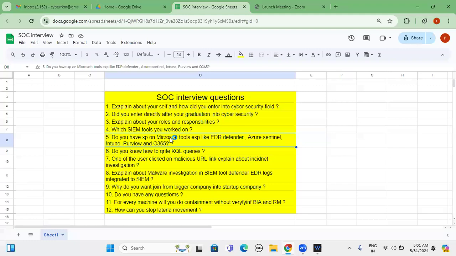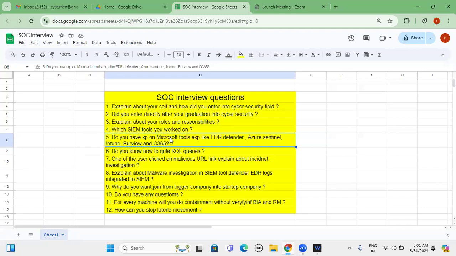But the client has some other requirement. What is that requirement? They basically need an entirely Microsoft-based tools person. Those tools are the Microsoft Defender EDR tool, Azure Sentinel, the Azure Purview DLP tool, and also the Office 365 phishing email investigation tool.